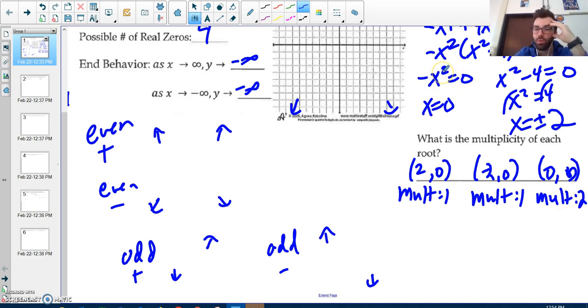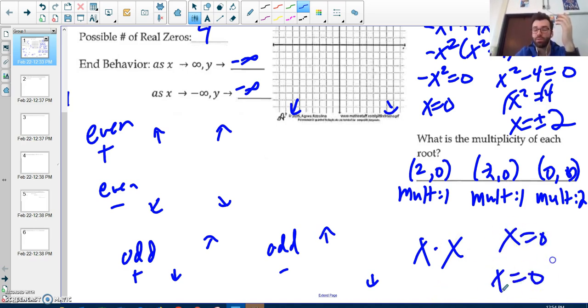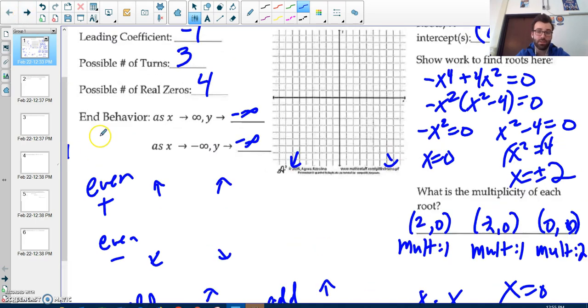Here, I have x squared. So really, that is x times x. So I could technically set each of those x equal to 0, and I would have 0 twice. That would be a double root. It's a multiplicity of 2 because there are 2 x equals 0. Okay, that's the first one.